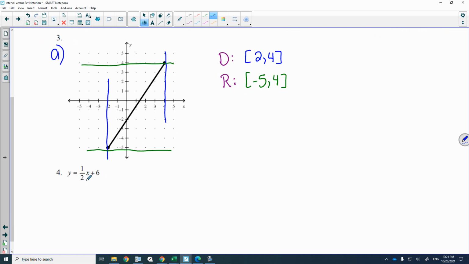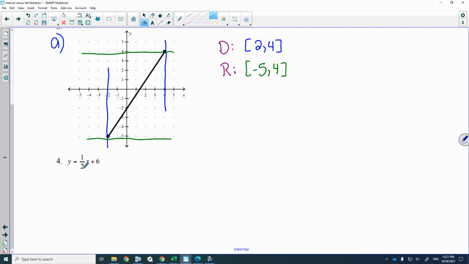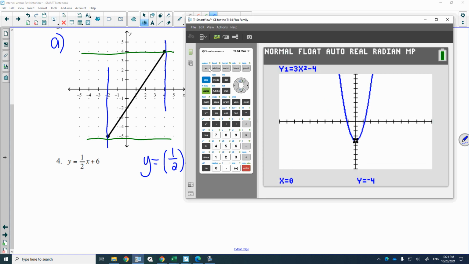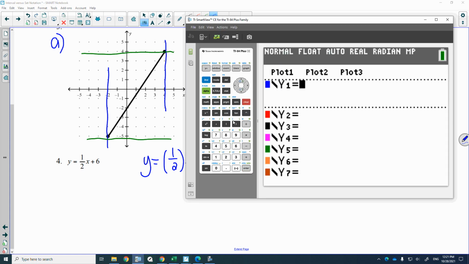Okay, we're going to type this one in our calculator. If you have a fraction, you enter it in a bracket. So y is equal to, I'm going to put that 1/2 in a bracket. The x will be on the outside of the bracket because it's a half times x plus 6. So let's see what this graph looks like. In a bracket, 1 divided by 2, 1/2 x plus 6.